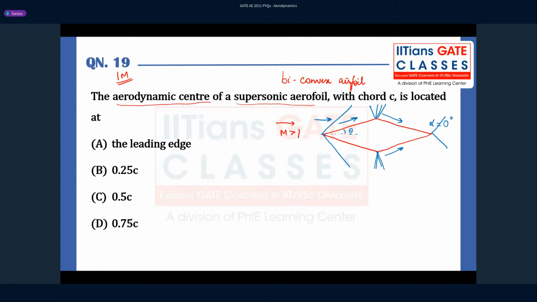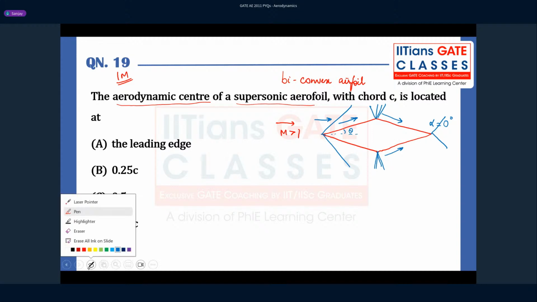Okay, the compression or the pressure difference is rather achieved by shocks. So if you see the pressure distribution over the surface of such a diamond shaped or biconvex aerofoil, the pressure distribution is very simple. It is not a very complicated CP distribution like what you have in the subsonic case, right? So you have an oblique shock, post the shock, the pressure is going to increase, and then the pressure is going to remain constant.